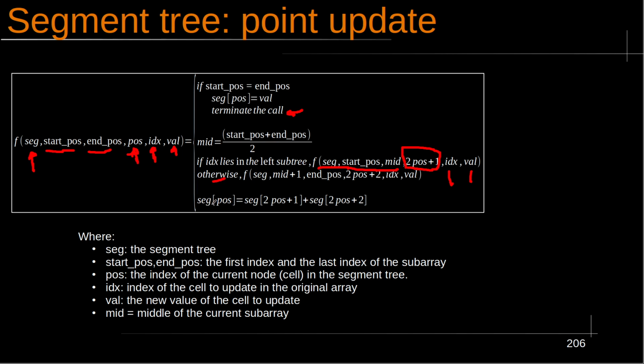Otherwise, if it doesn't lie there, I will go to the right side. To the right side, which means middle plus 1 to the end, and this is the index of the right child, and the rest is the same. After calling the function, once we have terminated the left side and right side, we will calculate the new value at the parent. We need plus here because we want the sum. If we need the minimum, we can call the function min.